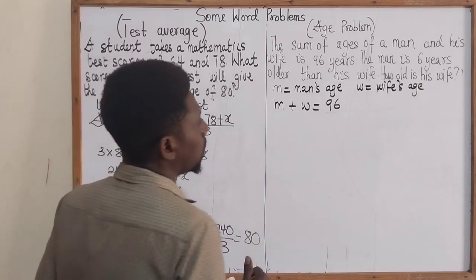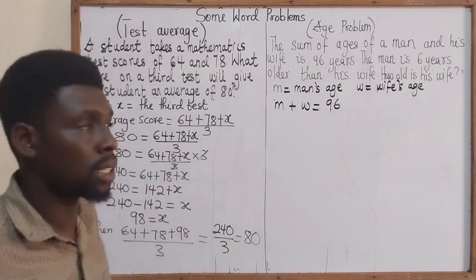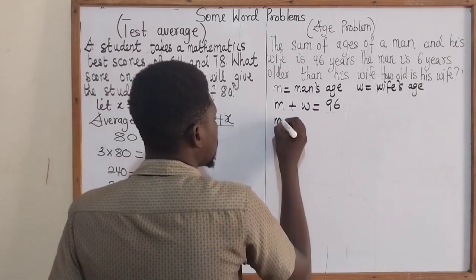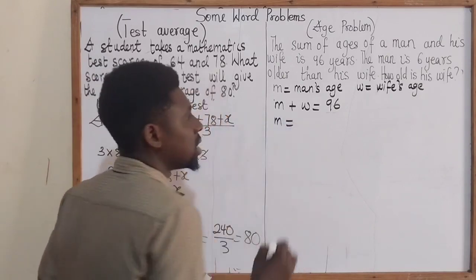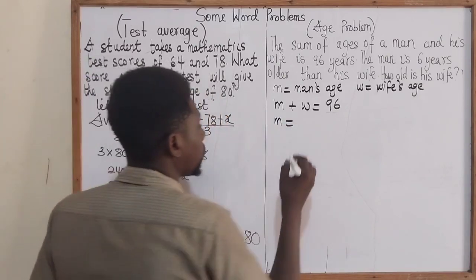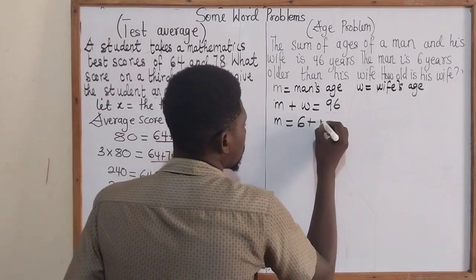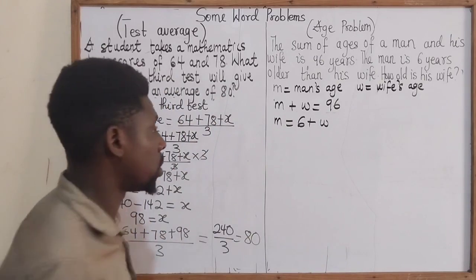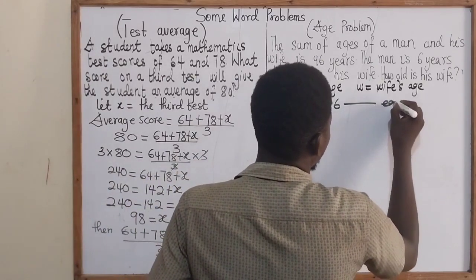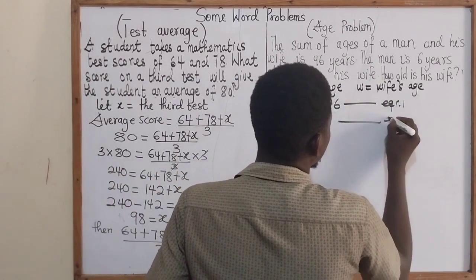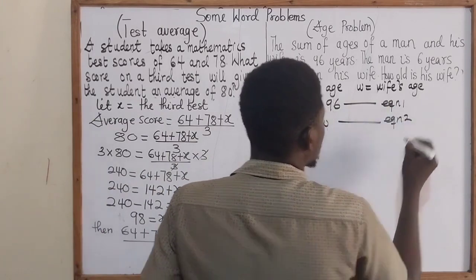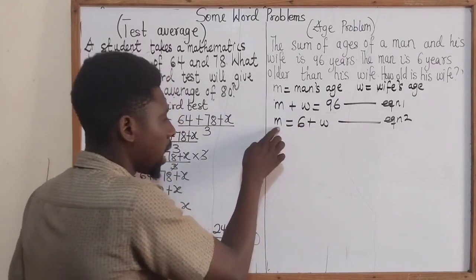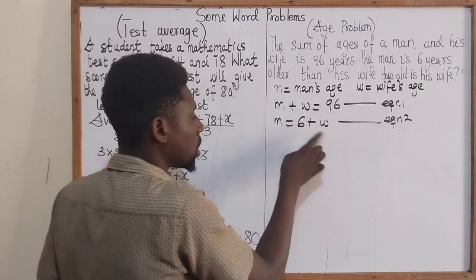Then going further, we have the man is 6 years older than his wife. So we know the man is M, which is 6 years older than his wife, and it can be expressed as 6 plus W, as in the wife. So now we have two equations here. We have equation 1 and equation 2. All right, so to find these variables, here M is standing alone and equals 6 plus W.